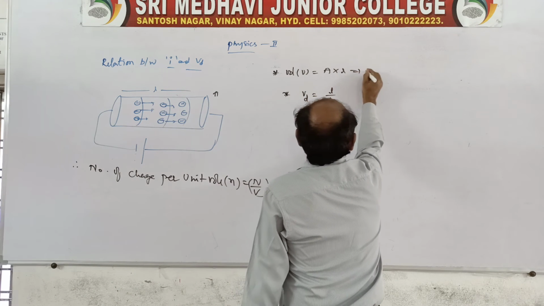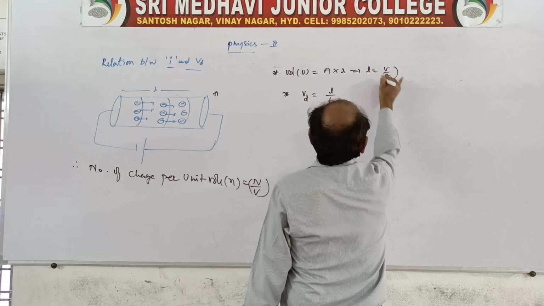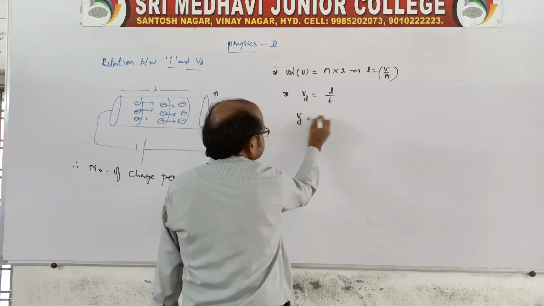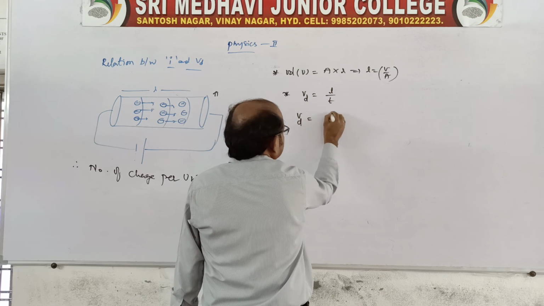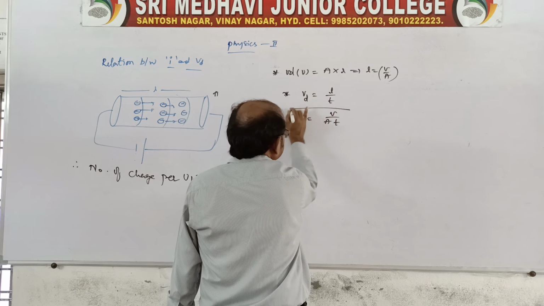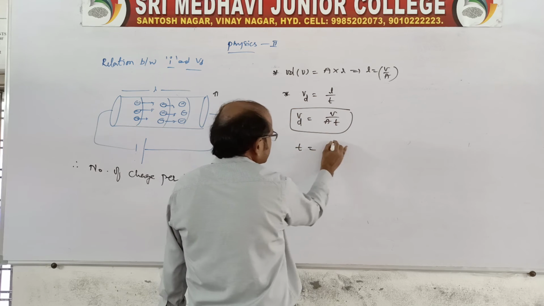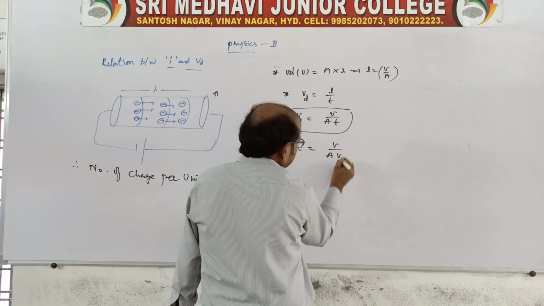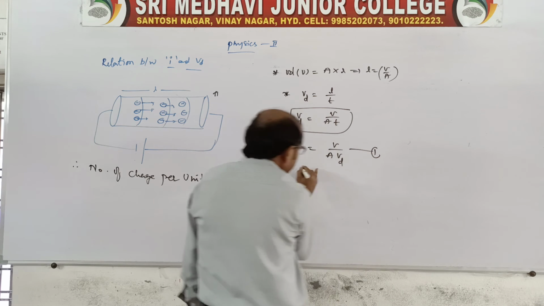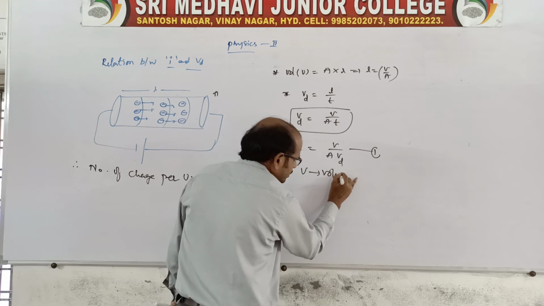From here we can also write L is equal to volume by area. So drift speed is equal to, instead of L, V by A into T, and T is nothing but V by A into Vd. Here V is represented as volume, right?